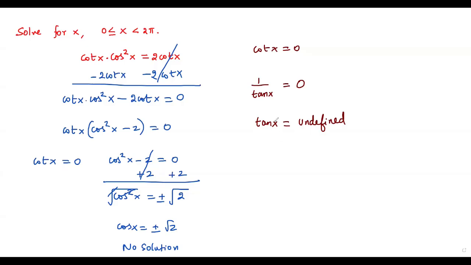So now I have to find the angle measure x in the given interval for which tangent x is undefined. I know very well that tangent x is undefined for two angle measures in this interval. One is pi over 2 and the other one is 3 pi over 2. So for these two angle measures, tangent x is undefined, and we have these two angle measures in the given interval. I solved the given trigonometric equation and I got two values for x, pi over 2 and 3 pi over 2.